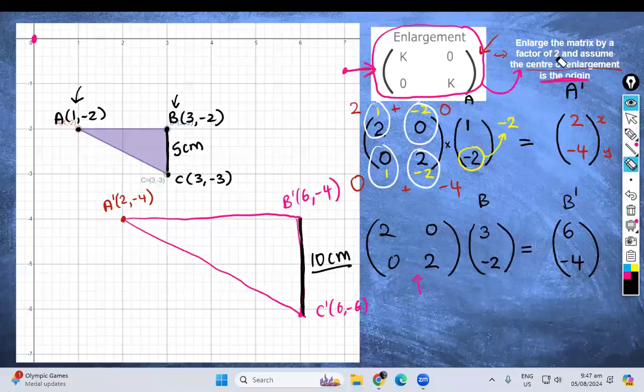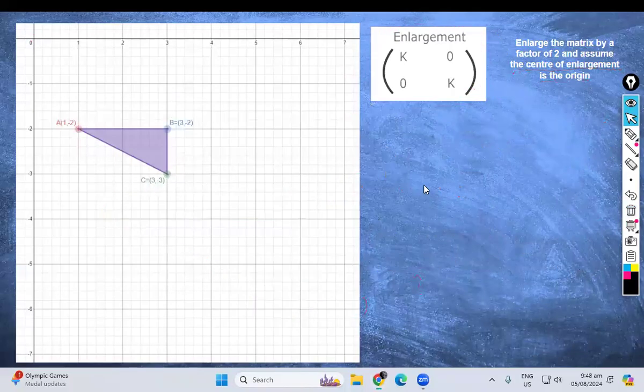I'm going to erase this. Let me know when you're finished. I know some of y'all are not going to screenshot. That is okay. Let's see what the next slide holds for us.